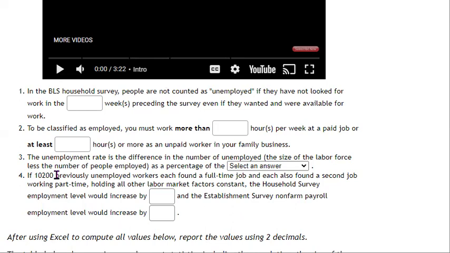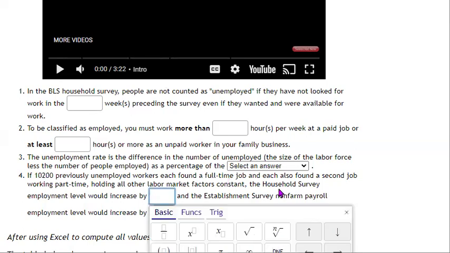So knowing that, if there are 10,200 previously unemployed workers, right, your number is going to be different than mine, and each found a full-time job, and each also found a second job working part-time, holding everything else constant in the labor market, the household survey employment level would increase by the 10,200, right? Because the person in that household is telling the BLS, the Bureau of Labor Statistics, that yeah, I'm working. So that gets counted once in the employment level. So the household survey employment level would increase by 10,200.